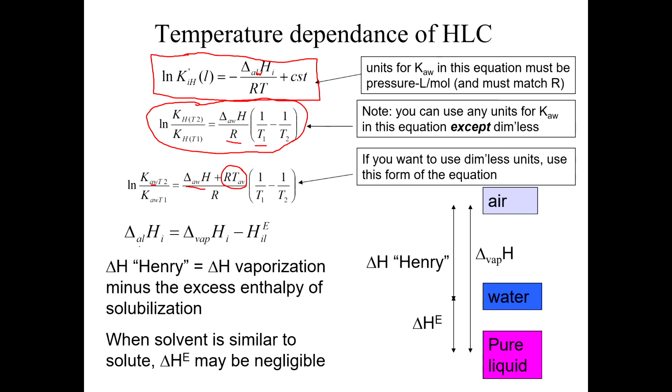Well, to move the compound from air to the liquid, which, again, is mostly going to be water, we have to first vaporize it and then dissolve it in water. So if we're talking about the pure liquid, first we have to vaporize it. So here's your delta H of vaporization, right? And then we condense it back down into water. And so the delta H of Henry's law is the difference between these two. It's this value right here, delta H Henry.